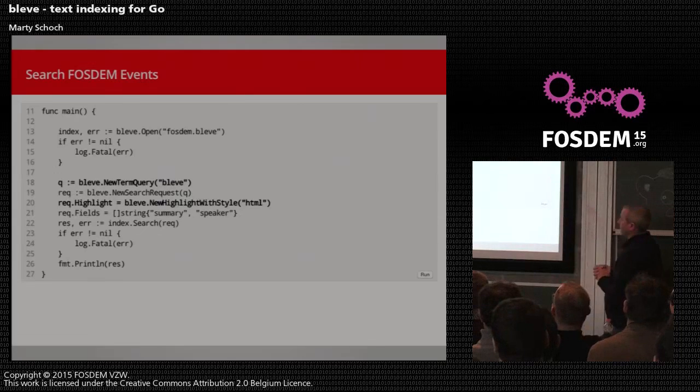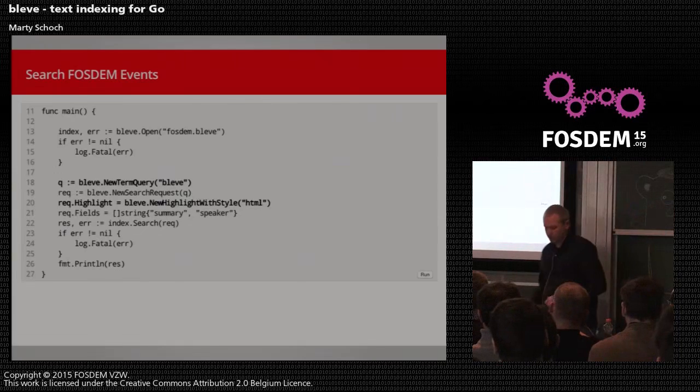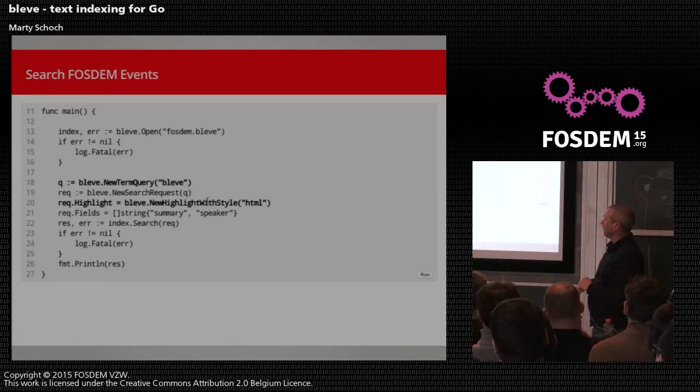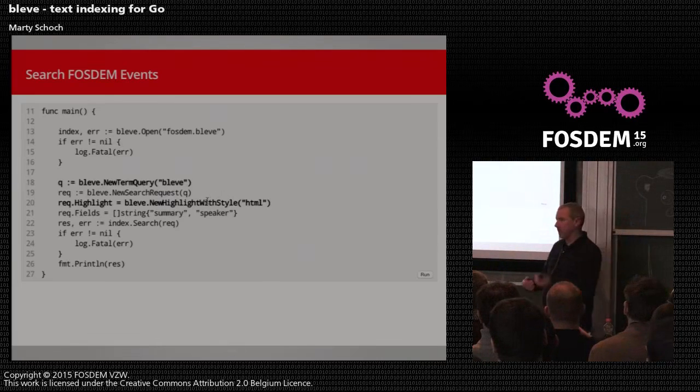So to start with, I'm going to do a very simple term query, just like the ones we saw earlier, but I'm going to search for the term Bleve, which is the name of this talk, or this library. And I'm also going to add one other thing on line 20, which is I'm going to ask it to highlight with a style called HTML in the results. So this is going to highlight matching terms in the results set.